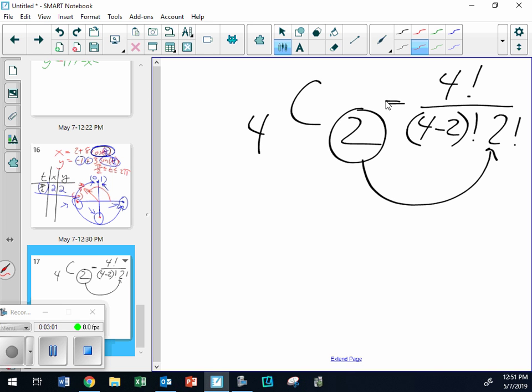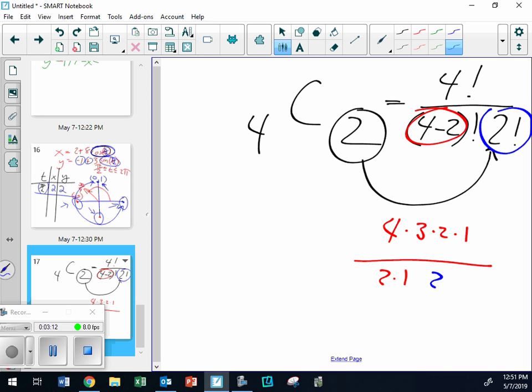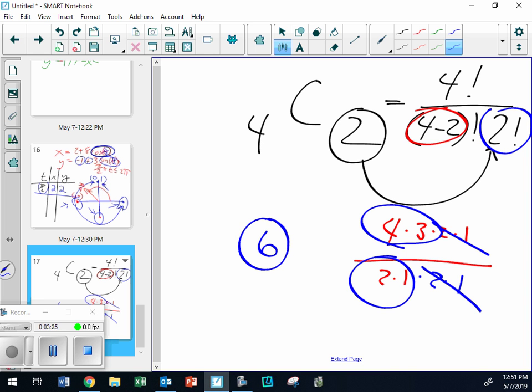So, this was 4 times 3 times 2 times 1. 4 minus 2 is 2 factorial, which is 2 times 1. And then I'm going to make this in a different color just so you can see it's the other factorial, 2 times 1. And there's a times between them. Final answer. 2 and 1 cancel. 12 divided by 2 is 6.